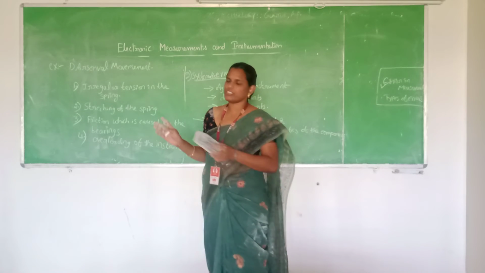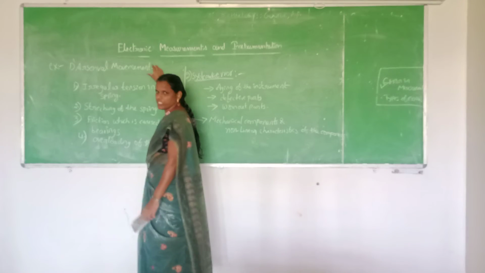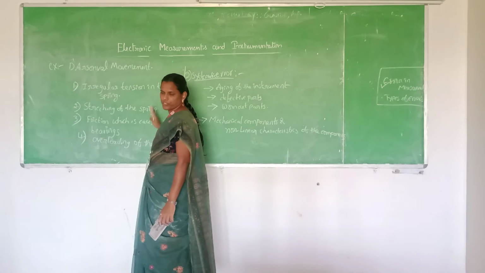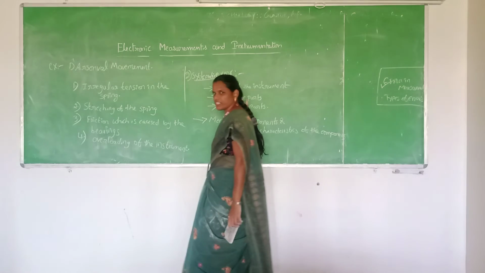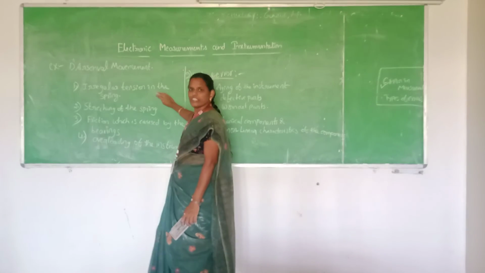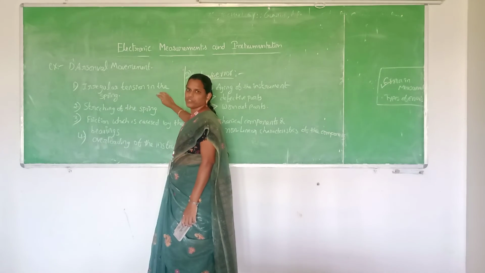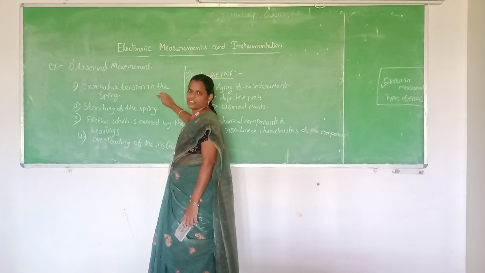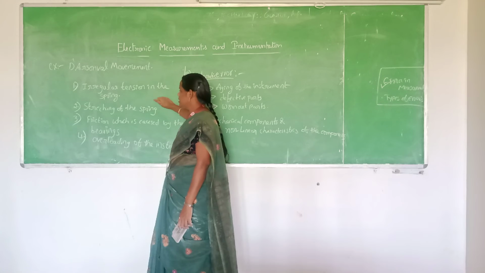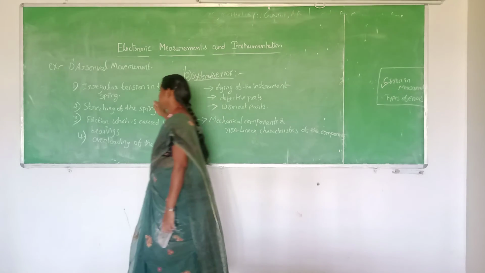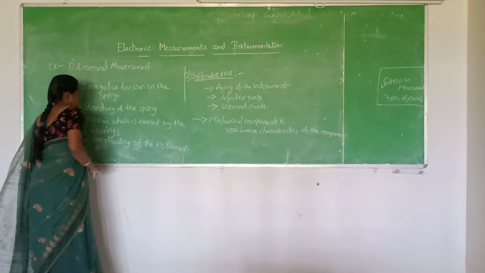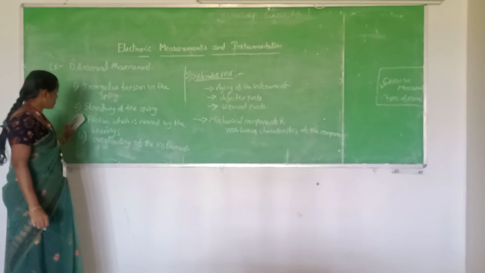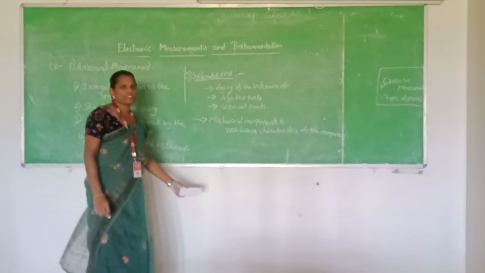If you consider that device or instrument, there are four different causes which cause the systematic error. The first one is the irregular tension in the spring, which is caused when a heavy load is attached to the spring. Second one is the stretching of the spring. Next, third one is the friction, which is caused by the bearings.